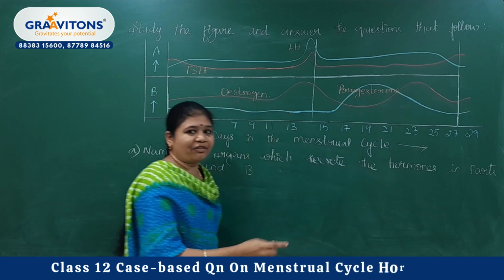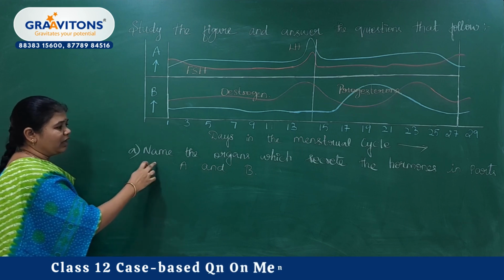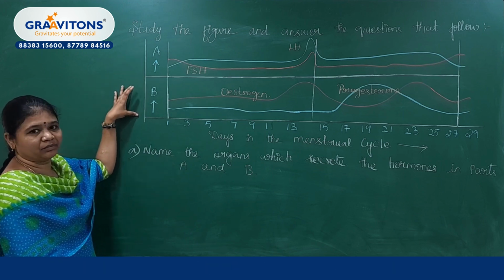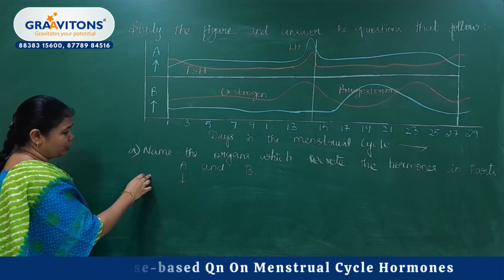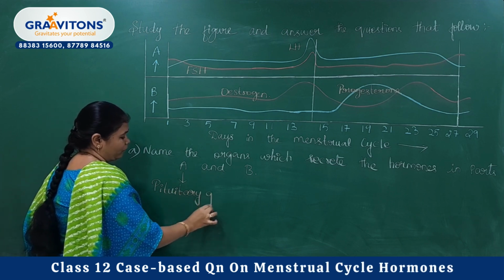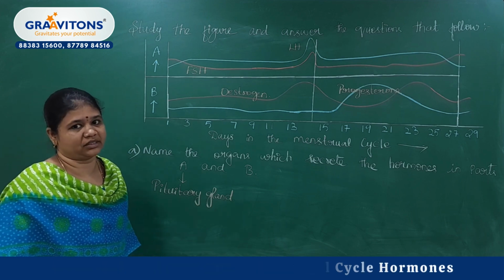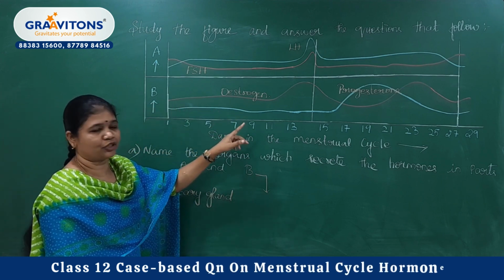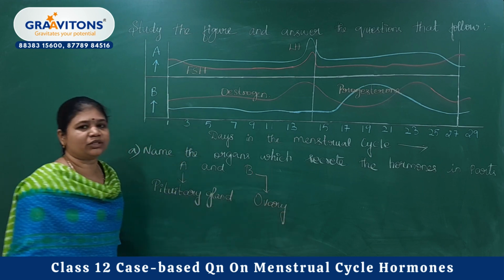So how to identify the hormones in the diagram we have verified. Now let us solve the question. First question, name the organs which secrete the hormones in parts A and B. In part A the hormones are LH and FSH, each will be secreted by the pituitary gland, specifically the anterior pituitary or adenohypophysis. And part B hormones are estrogen and progesterone, which will be secreted by the primary sex organ in females, which is nothing but the ovary.